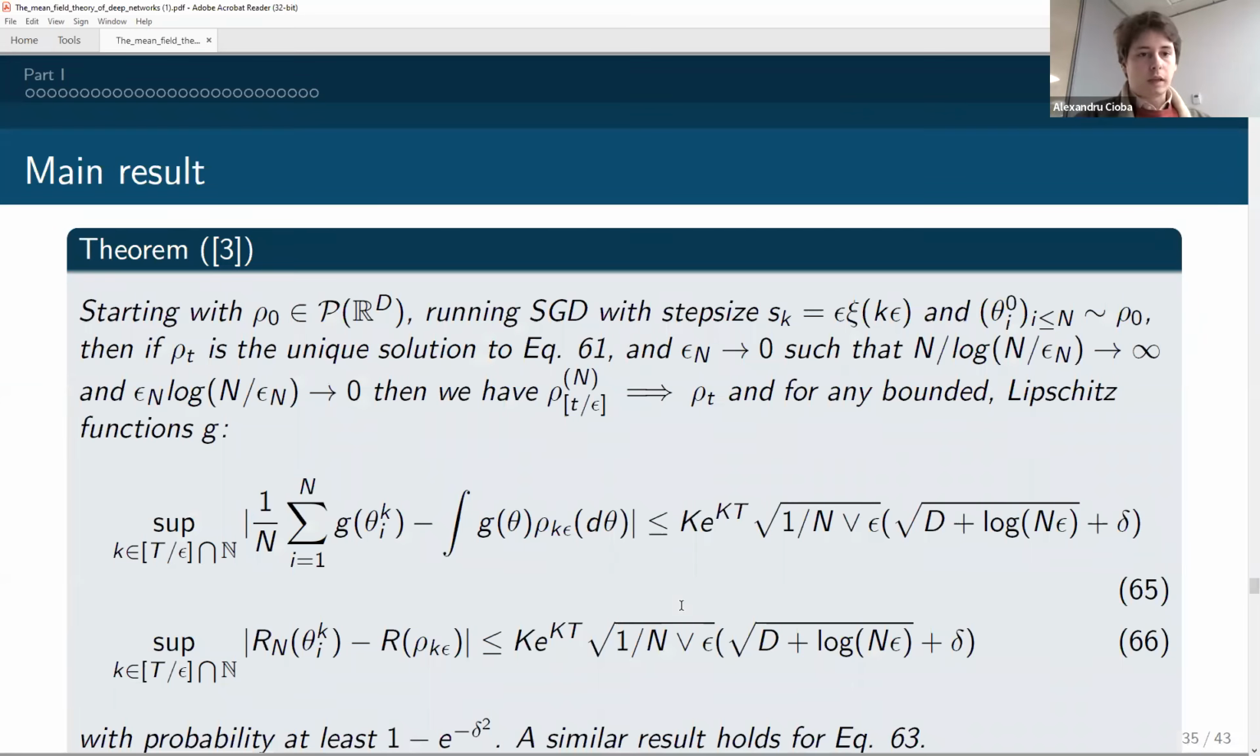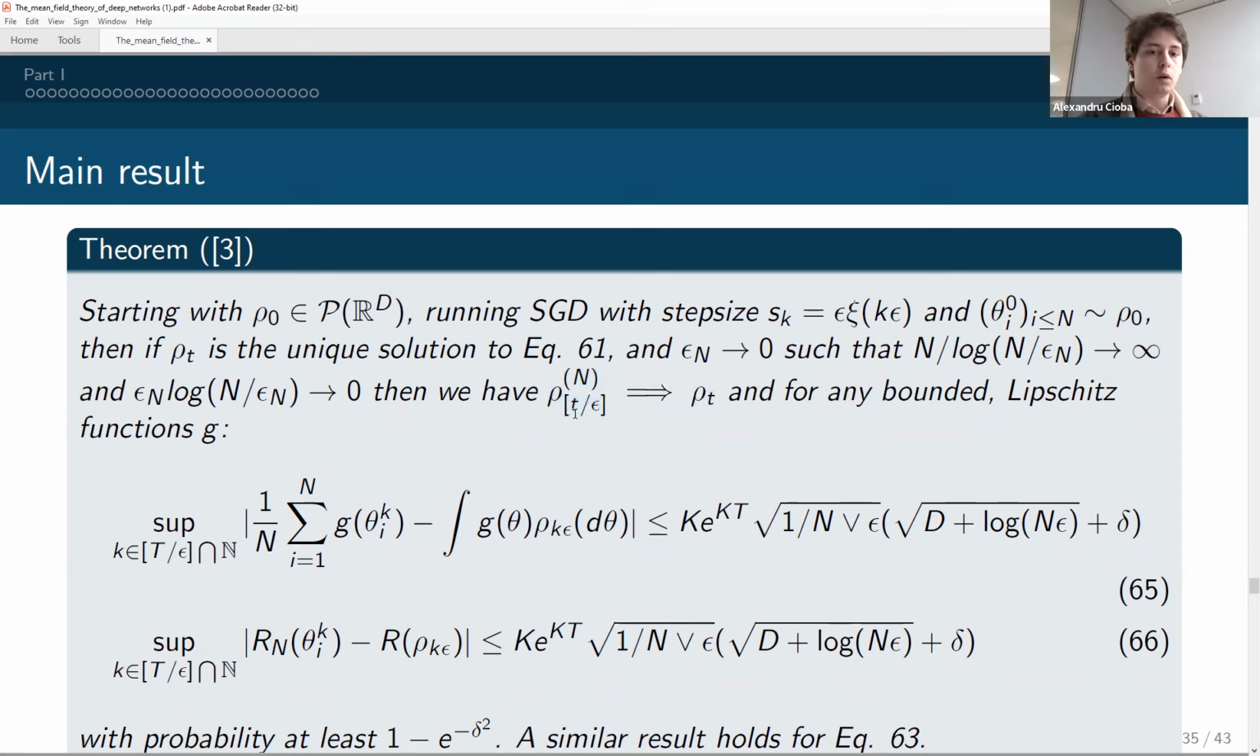So what's the main result here? They end up showing something like this. If you start with an initial distribution on the weights, then running SGD with this particular step size and initial weights sampled from rho 0, then you have almost sure convergence to the distributional dynamics with this particular choice of step size.